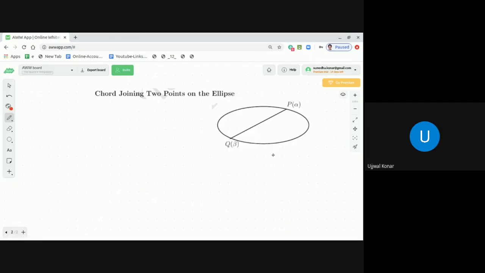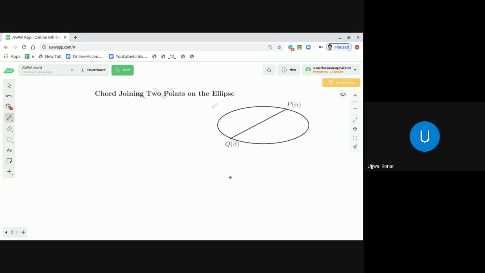So if you see, dear students, chord joining 2 points on the ellipse. Here are the 2 points, alpha and beta. These are the parametric points, by the way. P alpha, that means a point P on the ellipse x square by a square plus y square by b square equal to 1, having coordinate a cos alpha comma b sin alpha.